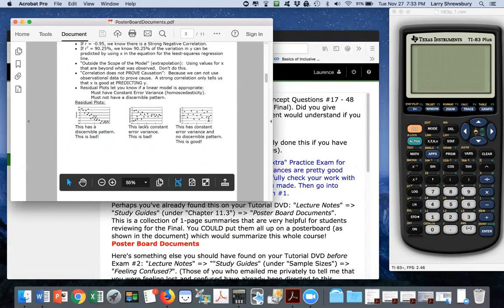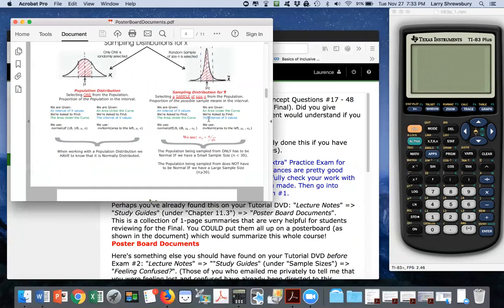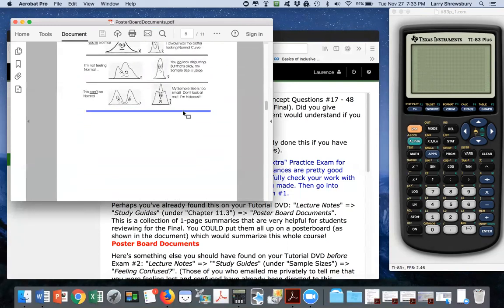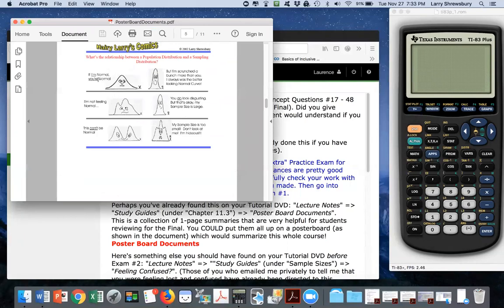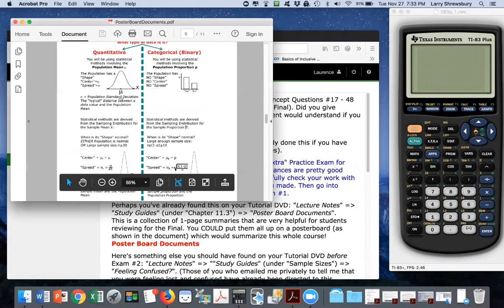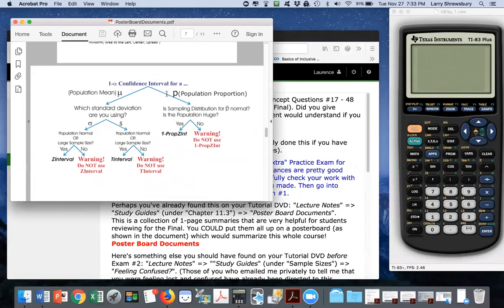Seeing it all summarized in one page is less intimidating. So that's usually a popular one. If you have trouble keeping straight a population distribution versus a sampling distribution, this could be helpful. This might help you remember what a sampling distribution is. And hopefully you reviewed this one enough, but it wouldn't hurt to refresh your memory, keeping straight the differences here between quantitative and binary data, so you don't get those two confused with each other.